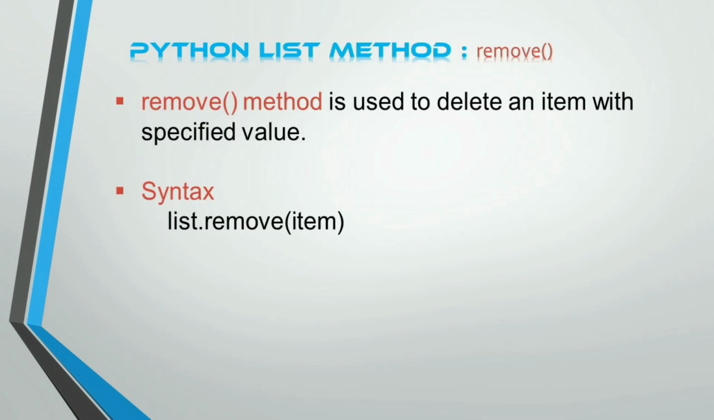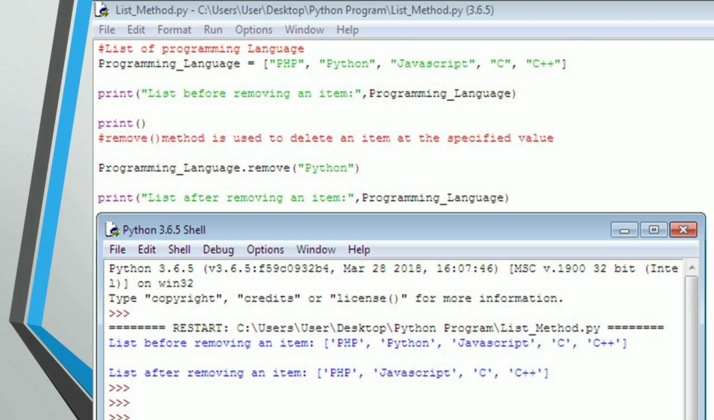Next Python list method is remove. Remove method is used to delete an item with specified value. Syntax for remove method is list.remove and the item name. You can see in Python IDE, Python is removed from programming language list.